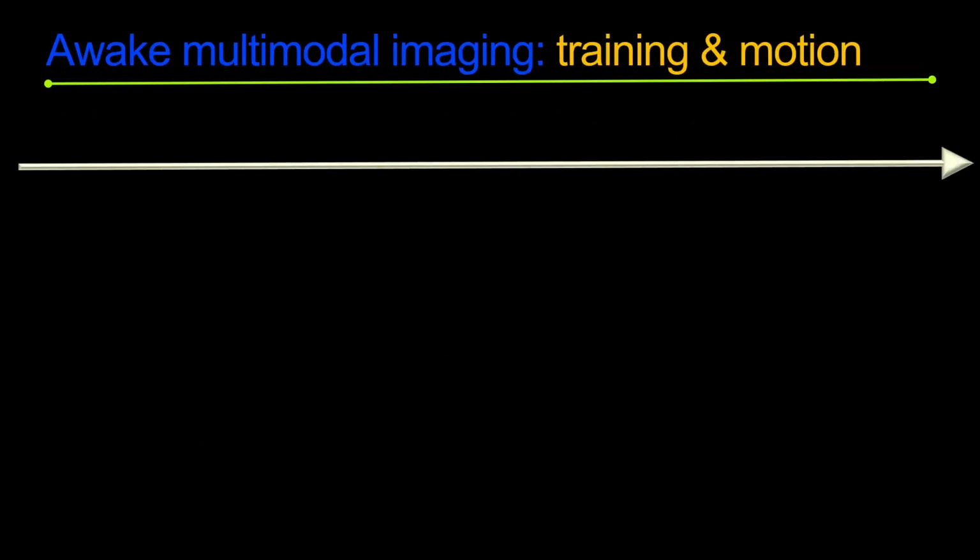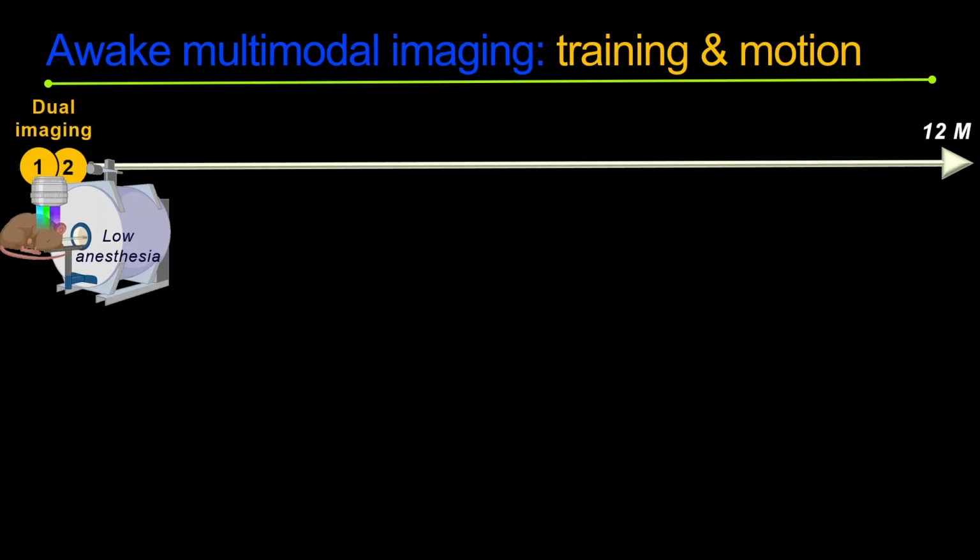Okay, so first, over the 12 months of lifespan of the animals, we did 2 imaging sessions while the animals were lightly anesthetized. Here, I just focus on the fMRI side and on the motion parameter, which was what we wanted to really establish with this protocol.